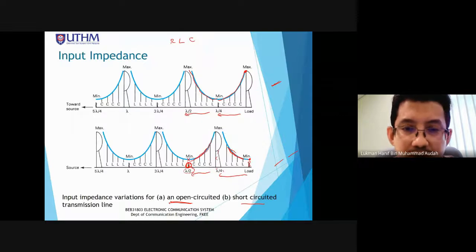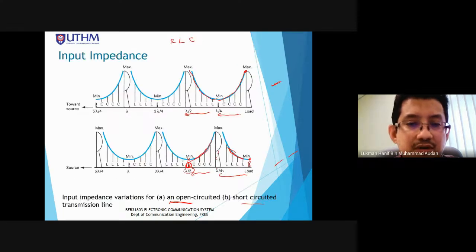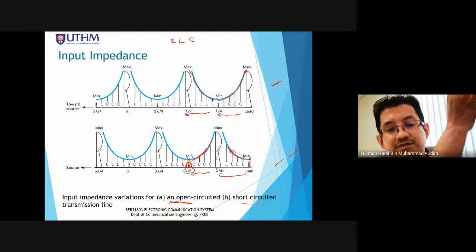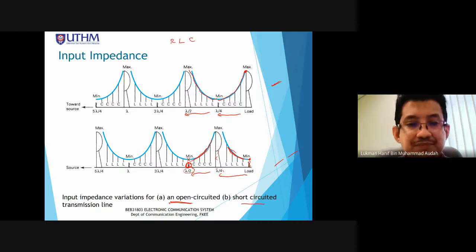Kalau dia ambil daripada gambar rajah yang ini, open circuit, load input, lambda over 4, open, maximum. Ini diambil daripada gambar rajah yang ini, macam mana karakteristik of the transmission line for open and short circuit at different distance daripada load kepada source. Okay.